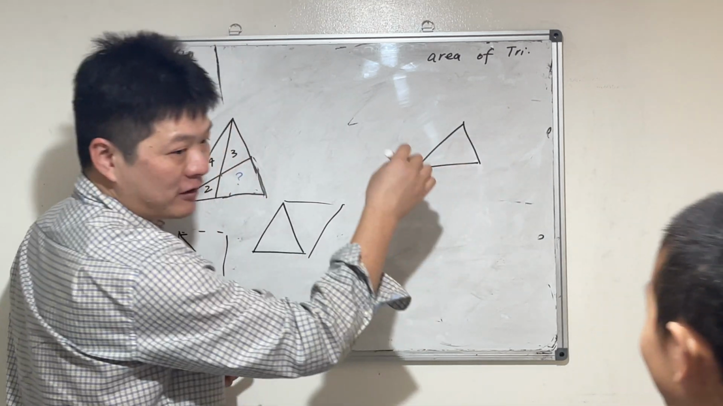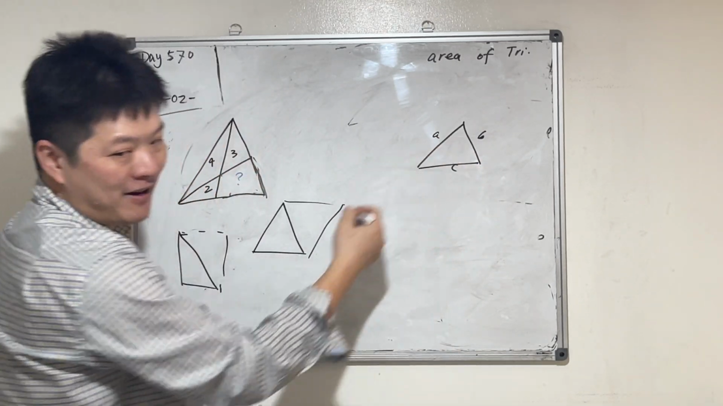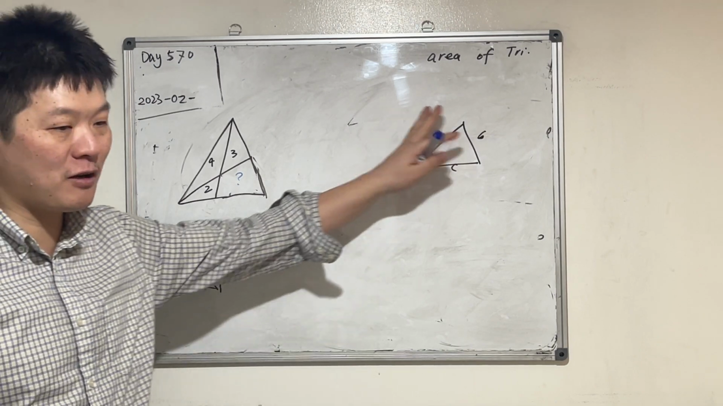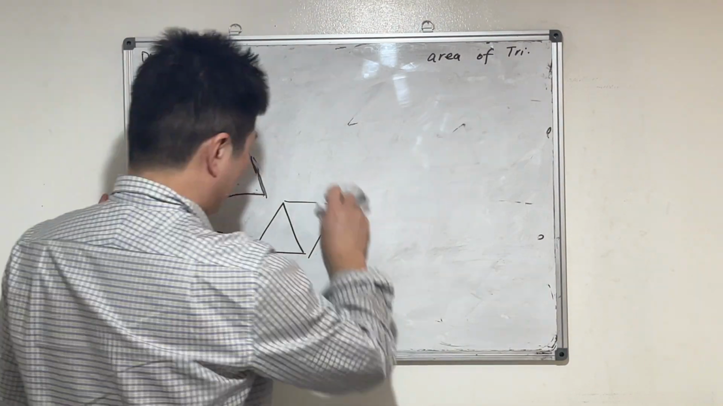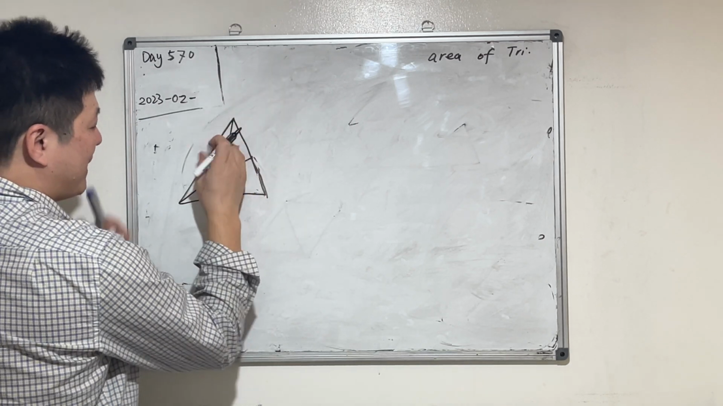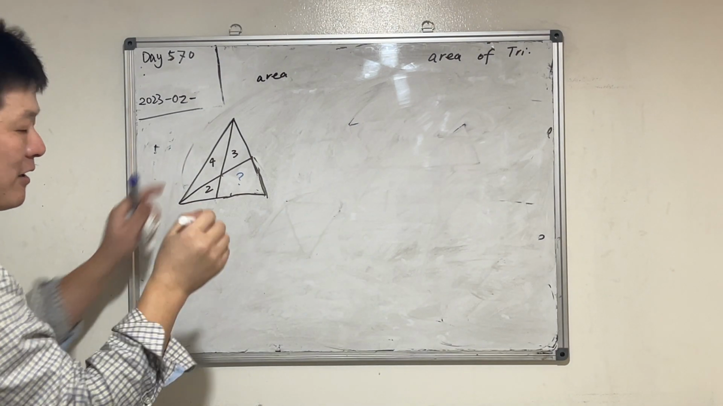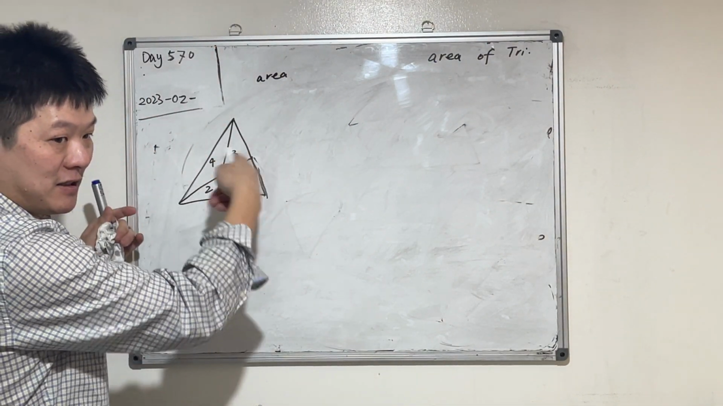By the way, for a given arbitrary triangle ABC, we have a formula to calculate the area, right? But we're going to talk about that maybe in the future. Is 3, 4, 2 the area? Yeah, the size of the area. How big is this area? Okay, bear in mind this is the question.